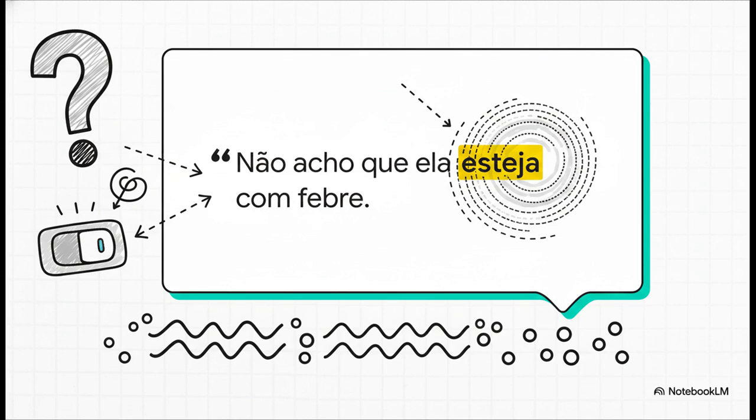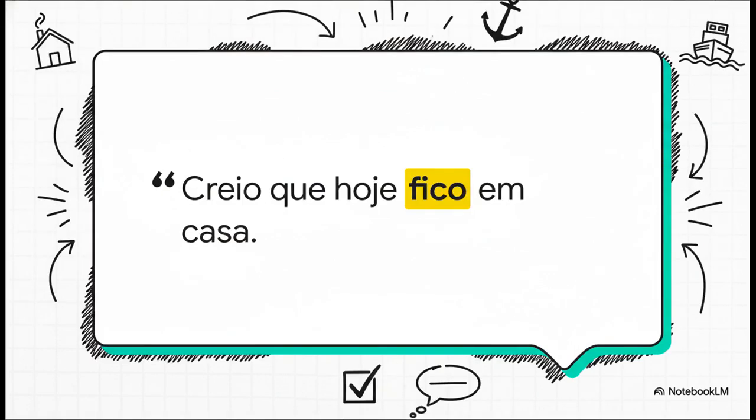But now, watch what happens when we just add that one little word, no. No acho que. I don't think. All of a sudden, you're expressing doubt, right? You've just flipped that certainty switch to the off position. And look, the verb instantly changes to the subjunctive, esteja. Are you starting to see the pattern here? Let's do another one, just to make sure.